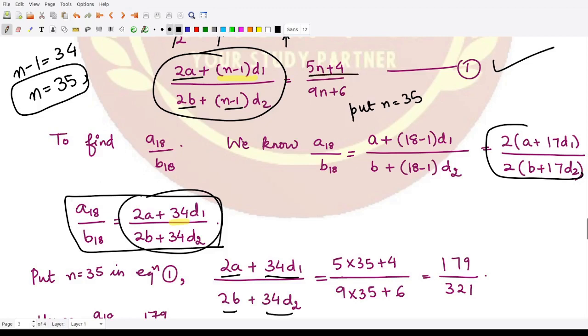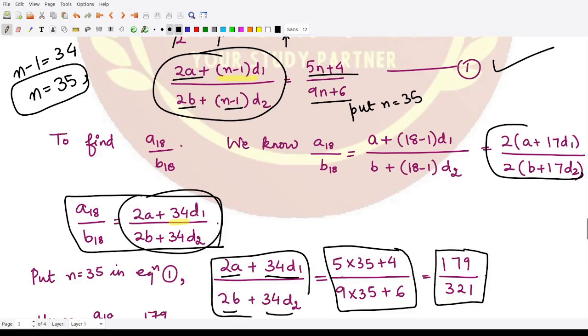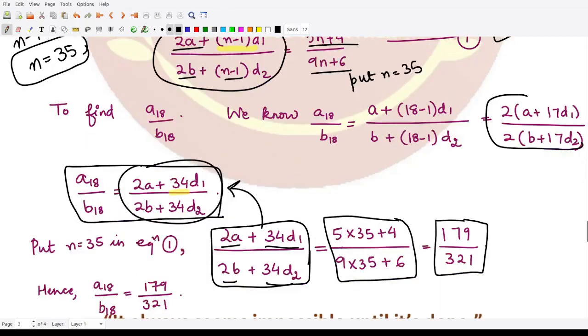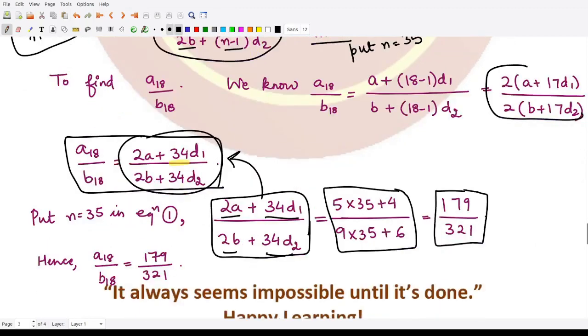Here also we would have 5 into 35 plus 4 and 9 into 35 plus 6, because we are substituting n is equal to 35 here. And we can solve this thing. After solving this thing, we have the value as 179 upon 321, and both of them do not cancel each other. Now if you look closely, what is this thing? 2a plus 34 d1 divided by 2b plus 34 d2. It is nothing but the ratio a18 upon b18. So that means the ratio of the 18th term of both the APs comes out to be 179 upon 231. So this is our answer.